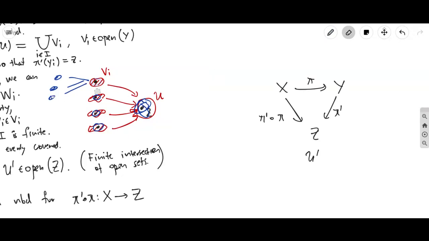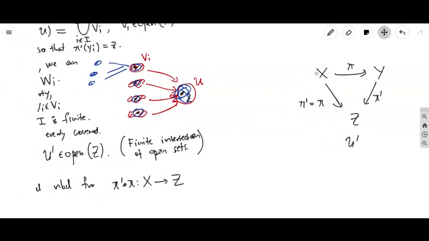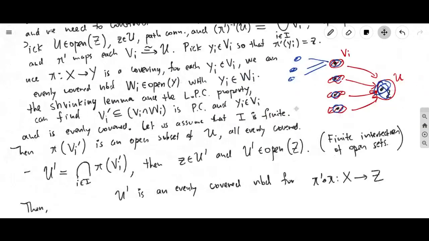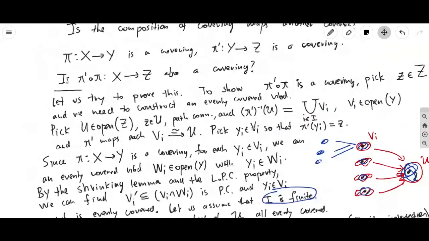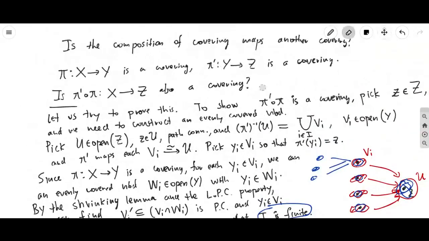So the whole idea works because you took every single one of these, you mapped it into here, and then you intersected it. By intersecting it, you sort of descended down on the smallest thing that you need in order for it to work. So what you can see here is we are assuming that we have a finite sheeted covering on the pi prime covering, on this one.